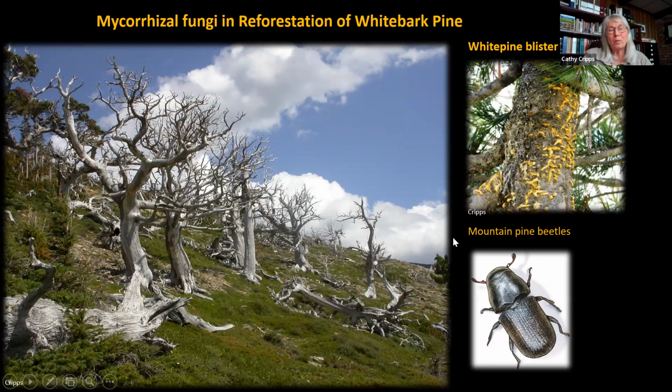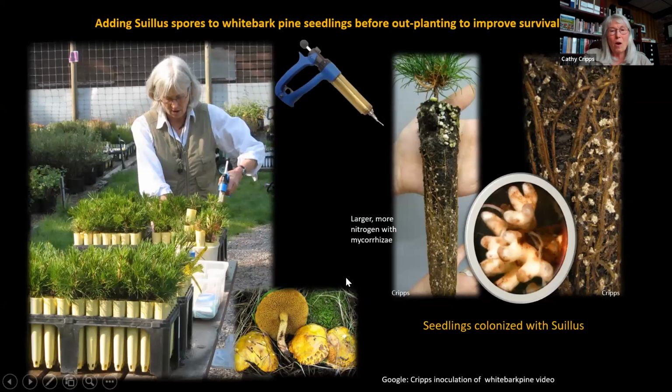But there are huge restoration efforts underway. Forest Service, BLM, Parks Canada are planting hundreds, thousands of seedlings to try to replace these forests. So how I got involved with that is from the mycorrhizal standpoint. A lot of the seedlings were dying when they were outplanted. So would adding any kind of mycorrhizal fungus help? We found that Suillus sibiricus was our fungus.